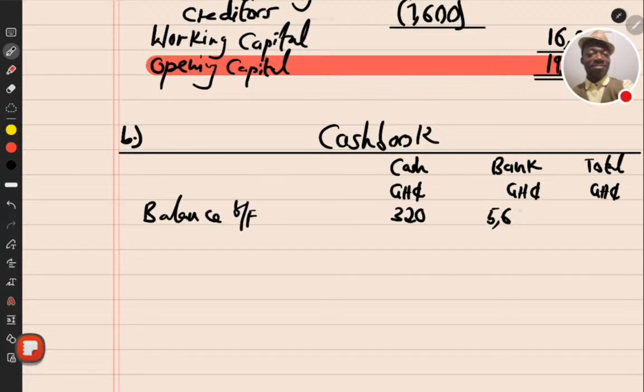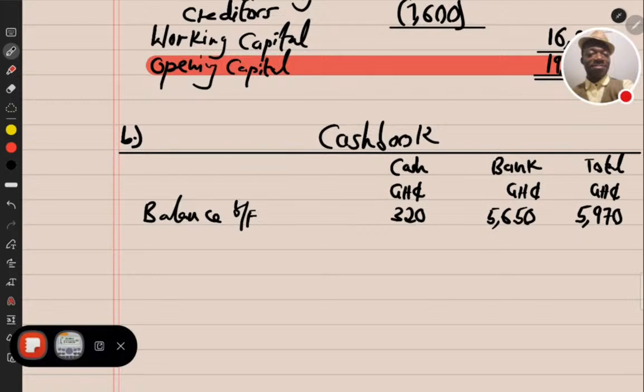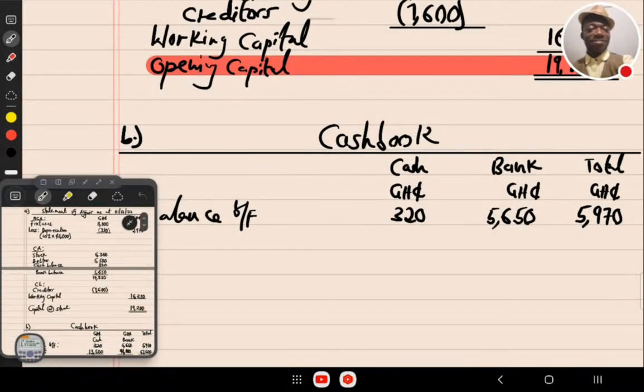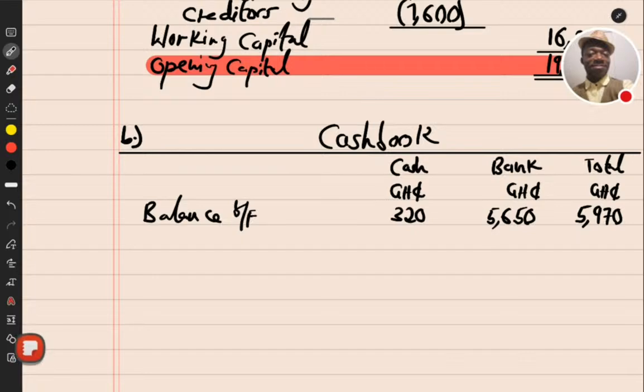When we add the two, we will know the balance of the cash book at the beginning of the period, and we are supposed to get 5,970. You can check that with your calculator and see if that's true. And that is what I have here. Yes, 5,970. Present that here.